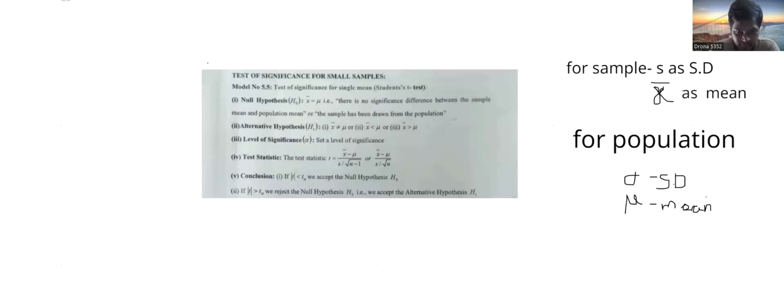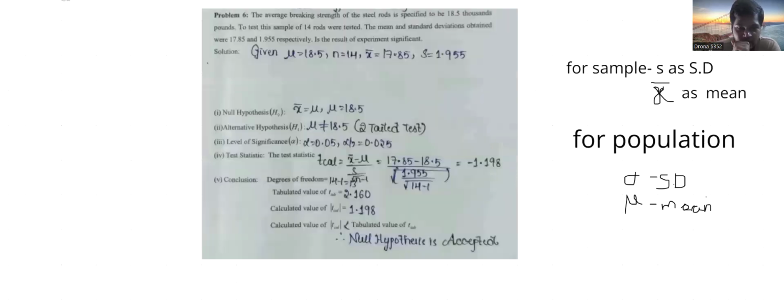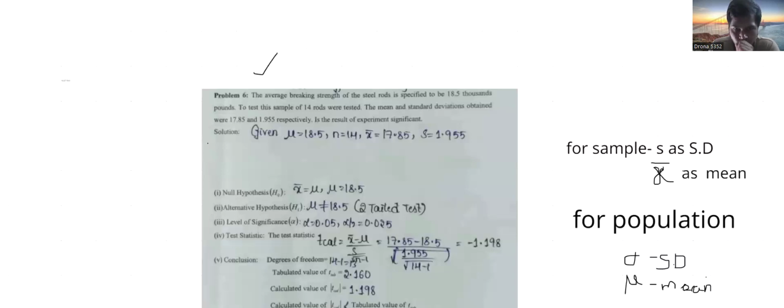Let us go through the problems. The average breaking strength of a steel rod is equal to 18.5 thousand pounds. To test this, a sample of 14 rods was tested, and the mean and standard deviation obtained were 17.85 and 1.995 respectively. This is the question.